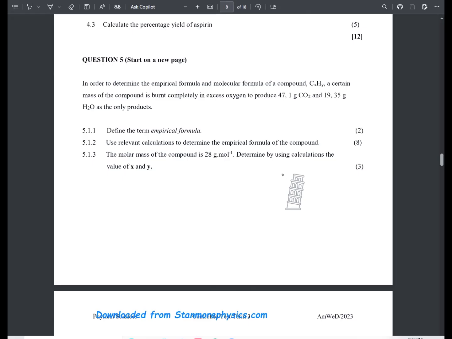So we already know that definition. We say this is the simplest whole number ratio of all the elements, or others say atoms, of all the elements in a compound. So whether you say elements or atoms, it's all the same thing, right? Simplest whole number ratio of all the elements in a compound. So 2 marks just like that.